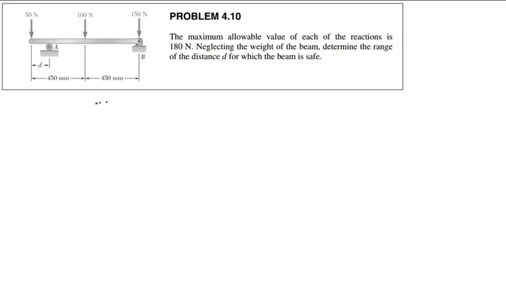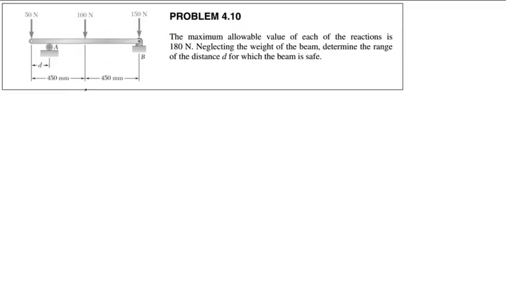Alright, so from the Beer Vector Mechanics book, we have this problem here. This is problem 4.10. The maximum allowable value of each of the reactions is 180 newtons. Neglecting the weight of the beam, determine the range of the distance d for which the beam is safe. So we have a beam with 3 loads on it and a variable distance d.